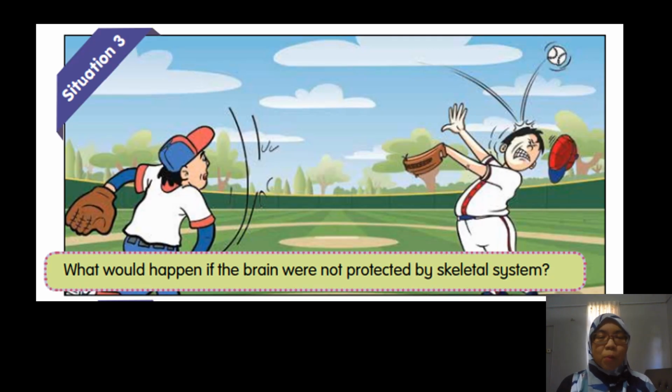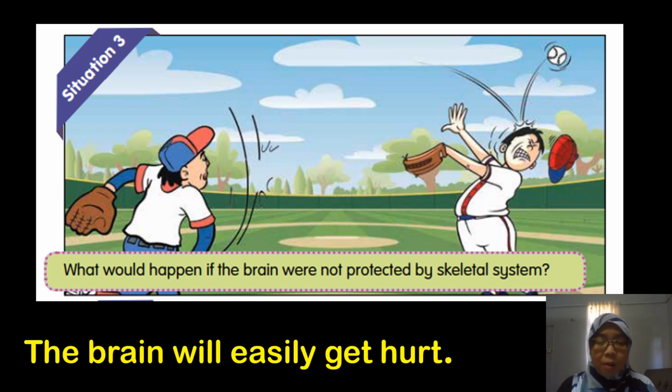Situation 3. What will happen if the brain were not protected by the skeletal system? We know that the brain is protected by the skull. So what will happen if we don't have the skull? What will happen to the boy who is accidentally smashed by the ball? What will happen to the brain? Of course, the brain will easily get hurt and damaged.